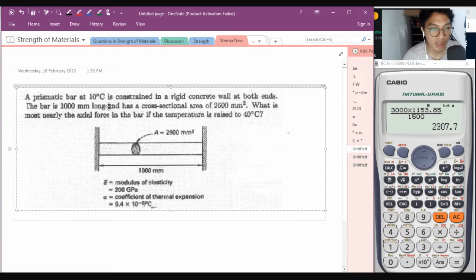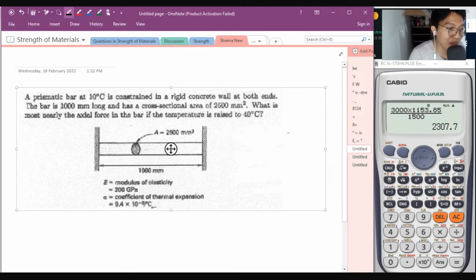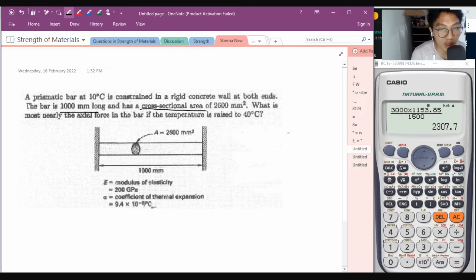A prismatic bar at 10 degrees Celsius is constrained in a rigid concrete wall. The prismatic bar is clamped between two concrete walls. At both ends, the bar is 1,000 mm long, and has a cross-sectional area of 2,600 mm squared. What is most nearly the axial force in the bar if the temperature is raised to 40 degrees Celsius?